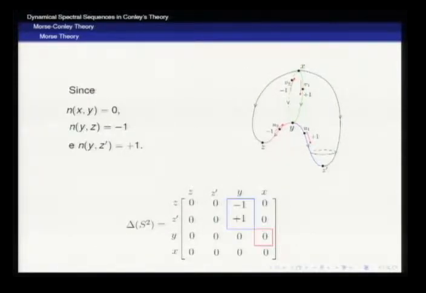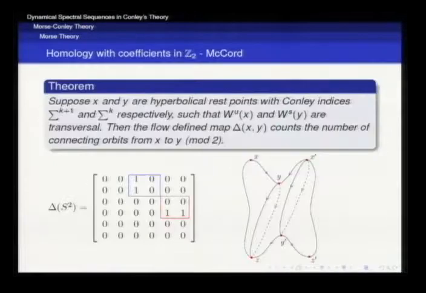However, we can see the same situation by writing the matrix of all the nxy's. So here we have nxy, so x to y is 0. The nyz, y to z, is -1, and y to z prime +1. So this is the connection matrix we work with. Okay, so it contains the same information of the Morse-Witten complex, of the operator of the Morse-Witten complex.